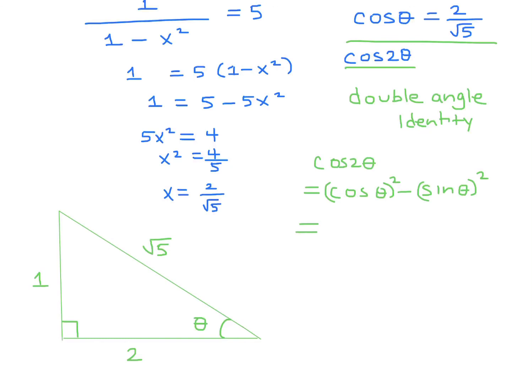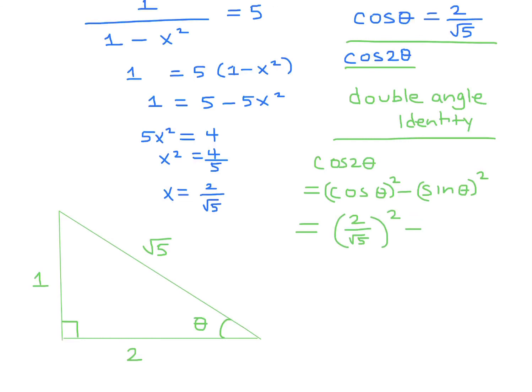Okay, no problem. I know my double angle identity, especially now that it's written out. So let's figure this out now. Cos theta? Well, that's easy. It's 2 over root 5. I'm going to keep referring to my triangle there.